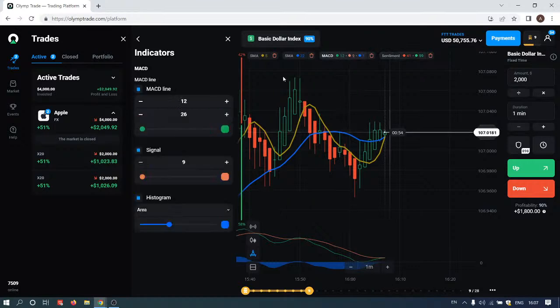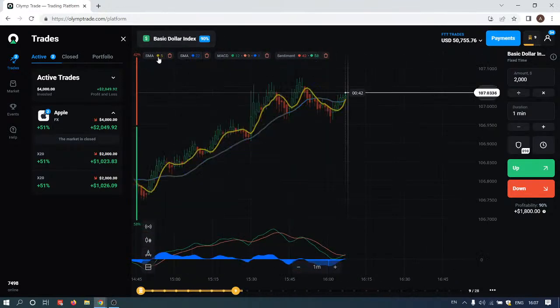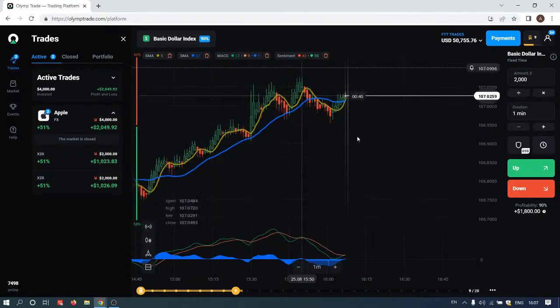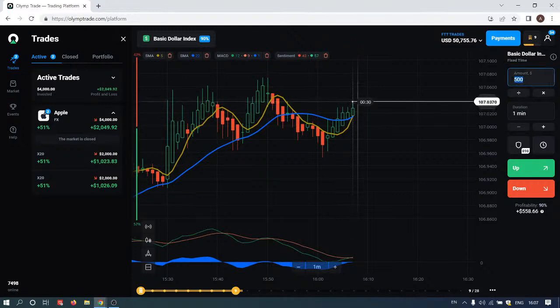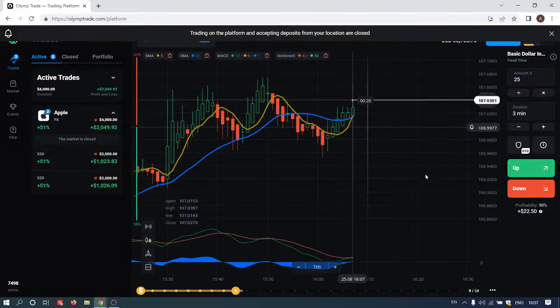In this strategy, the main signal comes when the 5 EMA crosses the 22 EMA. This crossing can happen from bottom upwards, or it can happen the other way around, like in this particular example here. As you can see, the yellow line crosses the blue line, and that's when you want to open a trade in the upwards direction.